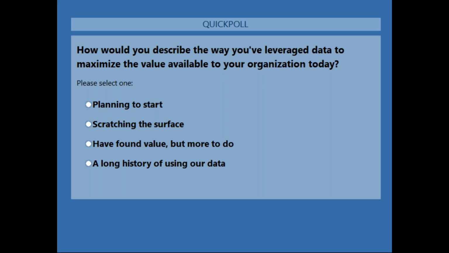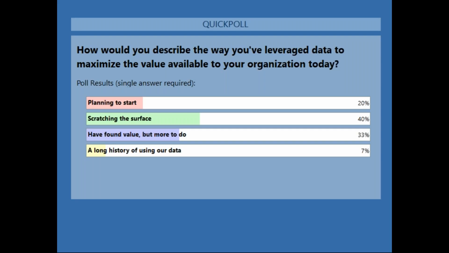Okay, so let's see. 40% scratching the surface, followed, Scott, by 33%. Many have found value, but there's more to do. Planning to start 20%, and rounding that out, 7% of our audience has a long history of using their data. So there you go, and thank you, everyone. Back to Scott. Perfect. Yeah, thank you very much.